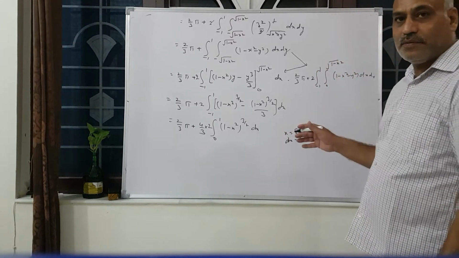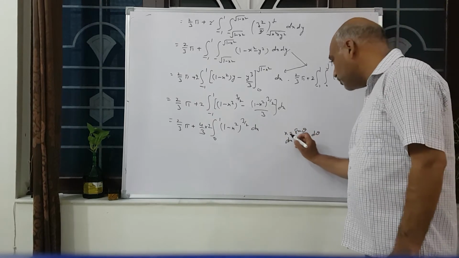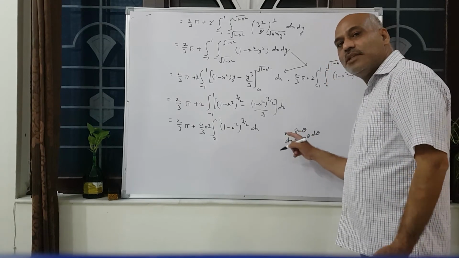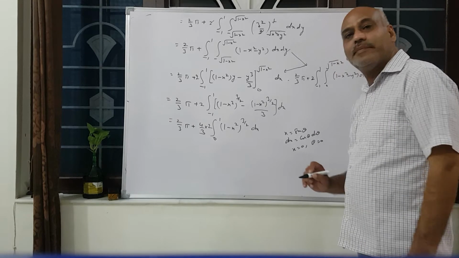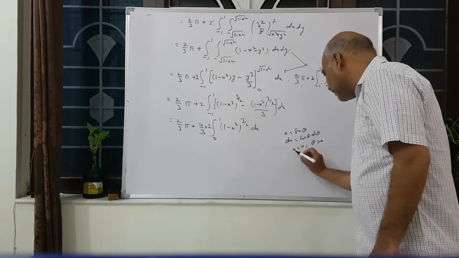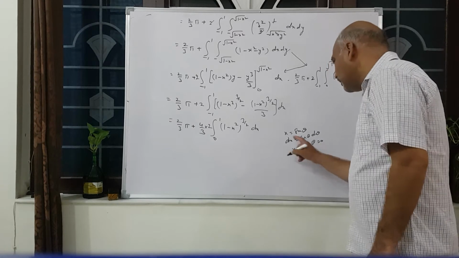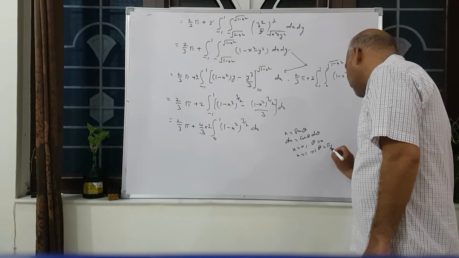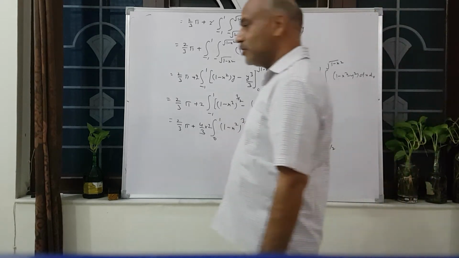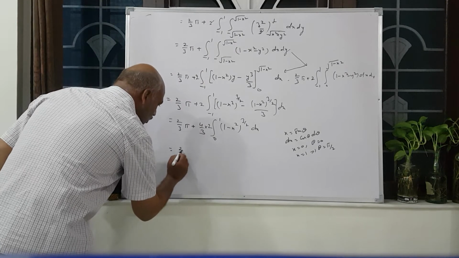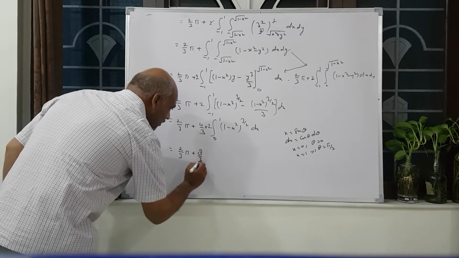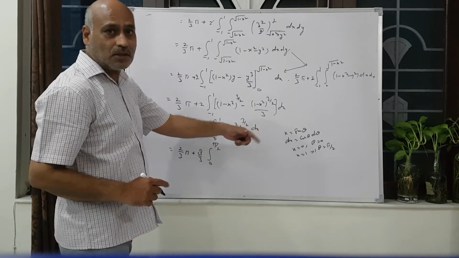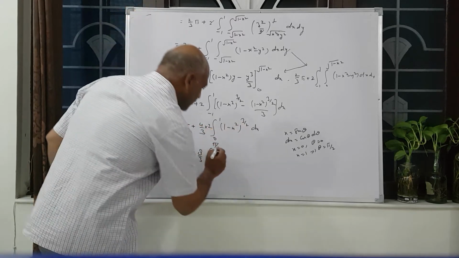Now we will see the change of limits. If x is equal to 0, sine theta is 0, which means theta equals 0. Then if x is equal to 1, sine theta is 1, sine 90 equals 1, so theta equals pi by 2. So the limit changes from 0 to pi by 2. So 2 upon 3 pi plus 8 upon 3, 0 to pi by 2, 1 minus x square is 1 minus sine square theta, which is cos square theta. So this becomes cos cube theta.